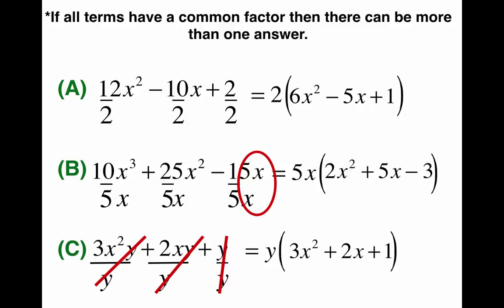So there can be lots of different common factors. It can be a number, it can be a variable. Whatever you can divide out goes in front of the parentheses. All right, let's look at another example. Example 2 here. We are going to factor 5x squared plus 15x minus 20.